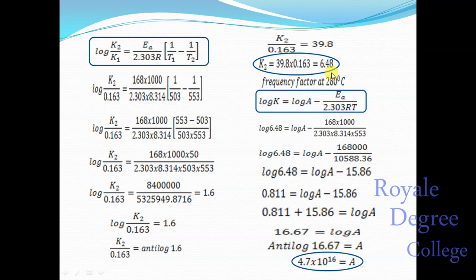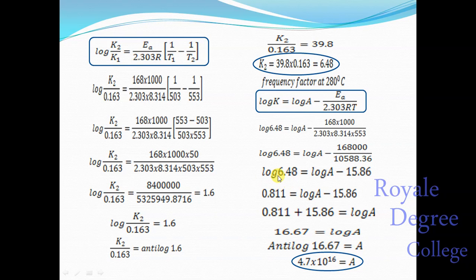Now we are calculating the frequency factor at 280 degrees centigrade. Here we are applying this formula: log K is equal to log A minus EA by 2.303 RT. The value of K we just got, that is 6.48. It is equal to log A minus EA value 168,000 divided by 2.303 into R value 8.314 into T. Which T value is this? T2 value, that is 553 we are writing. Now we are multiplying the numerator value, so we will get this value, and we are multiplying the denominator value, so we will get this value. Now we are dividing both, so we will get minus 15.86.